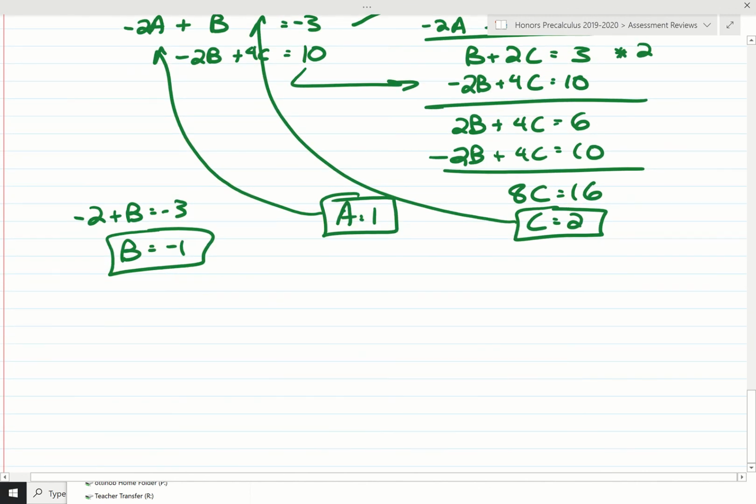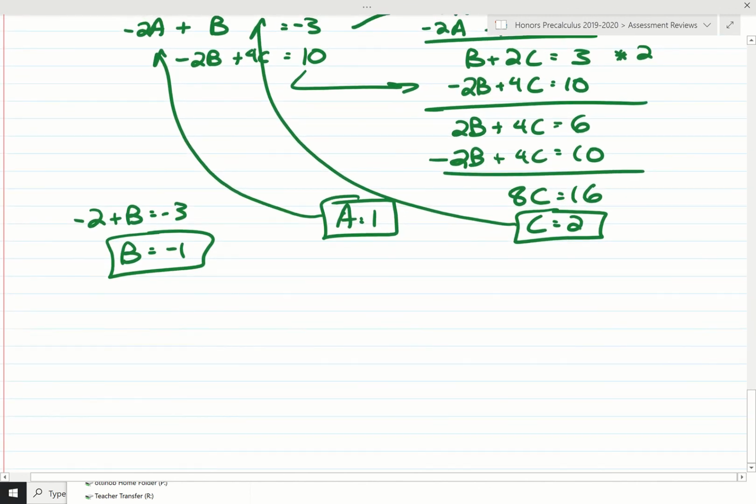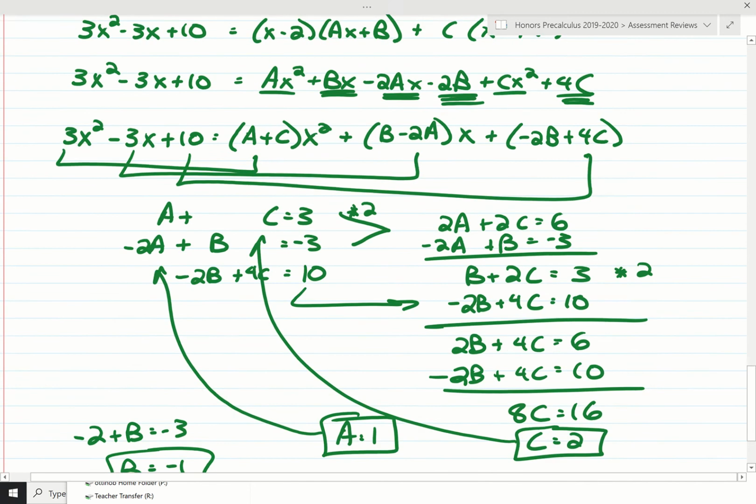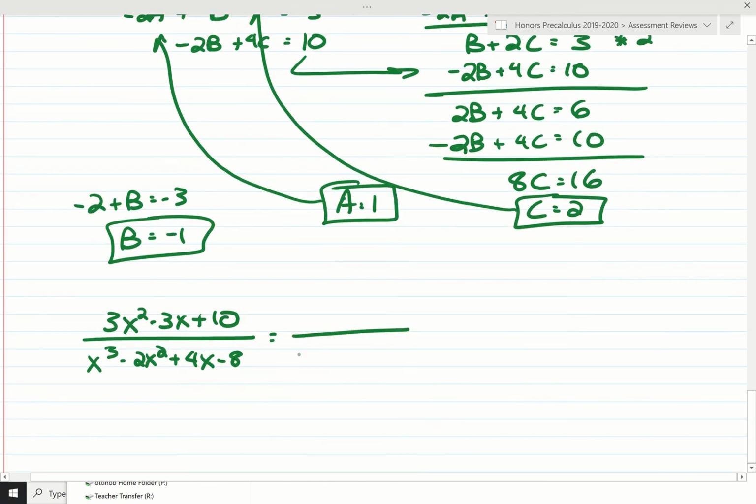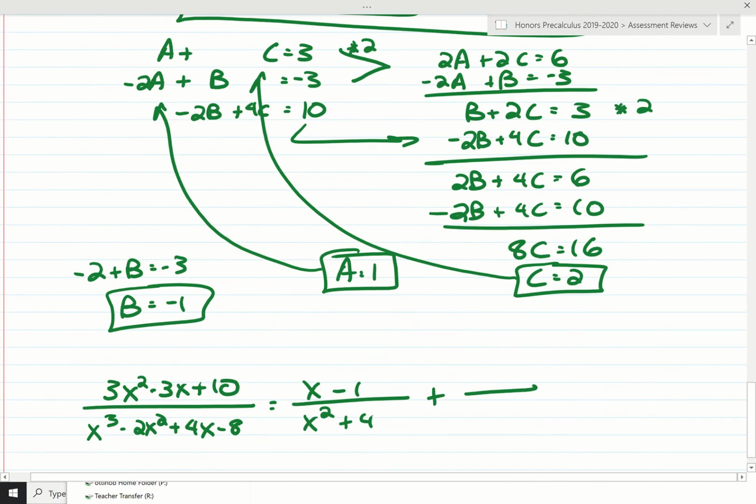Alright, so as far as what our final answer should be, we would get 3x squared minus 3x plus 10 over x to the third minus 2x squared plus 4x minus 8 is equal to, see, it was ax plus b over x squared plus 4, and then plus c over x minus 2.